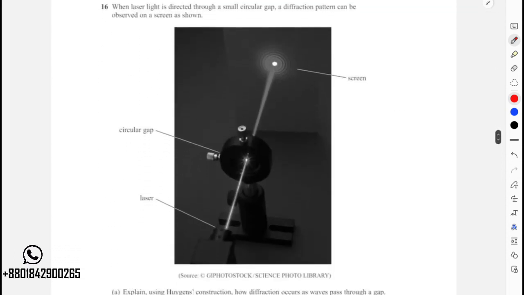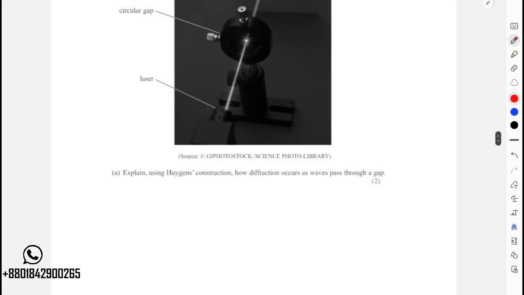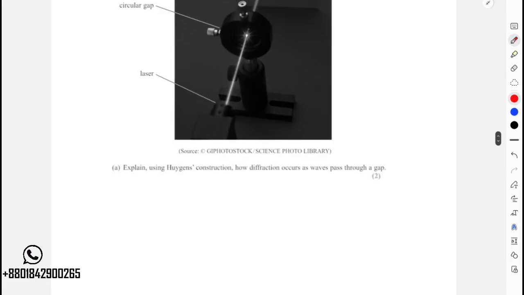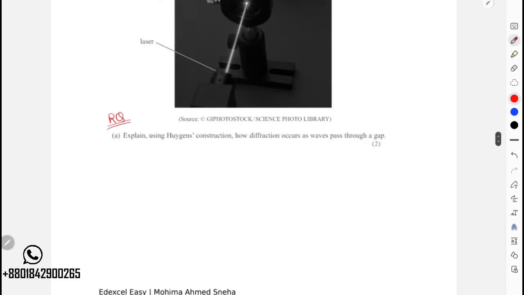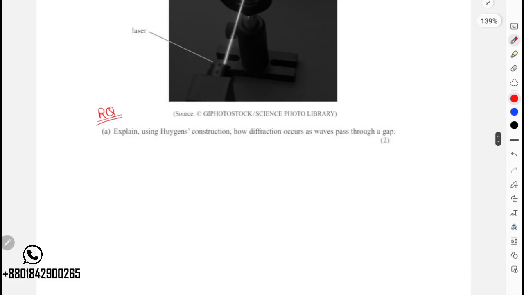This question is about, I think, Huygens principle. Explain using Huygens construction how diffraction occurs as waves pass through a gap. This is again a repeated question. Okay. For this part, the answer should be that every point on a wave acts as a new source of wave. So that's why when a wave passes through a gap, it will spread out, creating new waves, right?